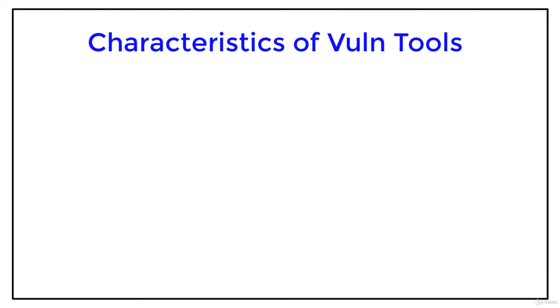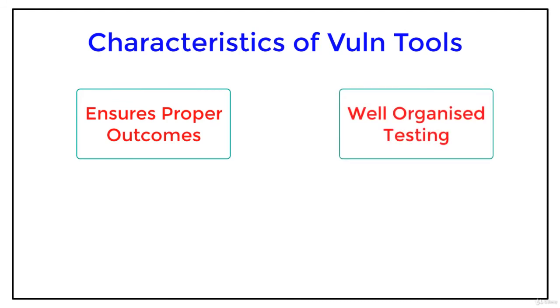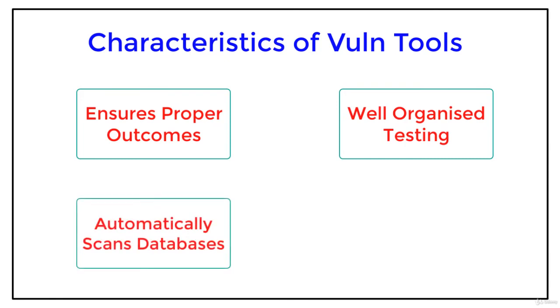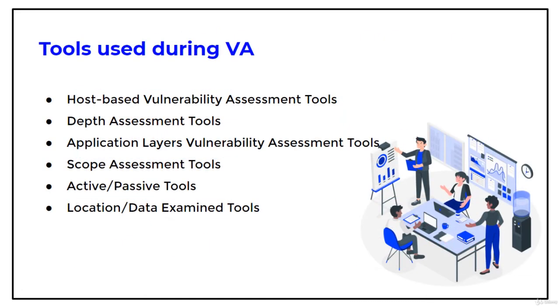So, characteristics of a good vulnerability assessment tool are: it ensures correct outcomes by testing the network resources, ports, protocols, and operating systems. Uses a well-organized inference-based approach for testing. Automatically scans against continuously updated databases. Creates brief, actionable, and customizable reports including vulnerabilities by severity level and trend analysis. Supports various networks. So, how to use vulnerability assessment tools?